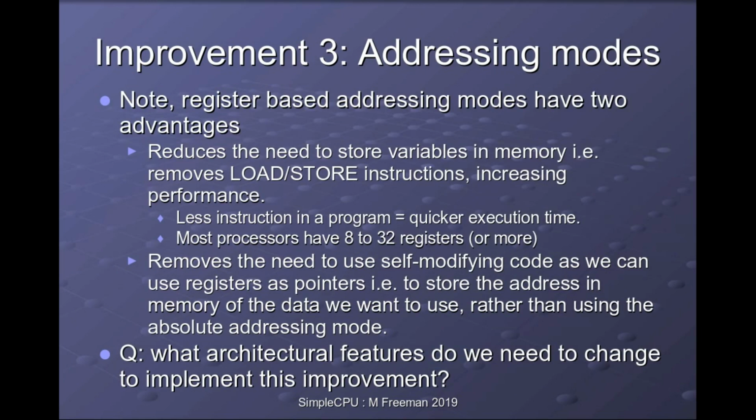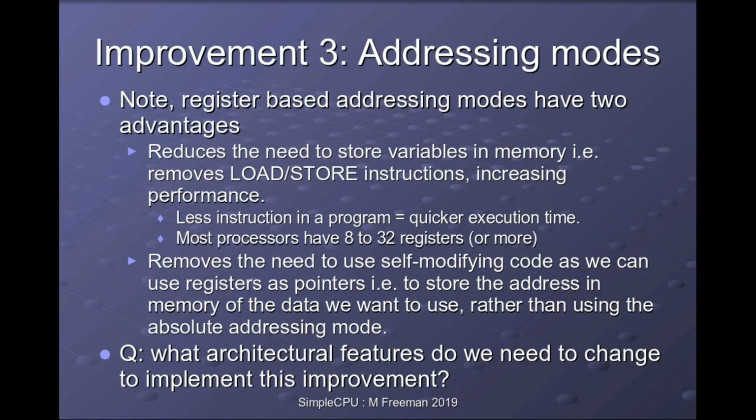So a key advantage of these addressing modes is that they help reduce the size of your program. Now we've got the ability to store data on the processor within the 4 registers within our register file. We need to store fewer variables out in external memory, so therefore we'll need fewer load and store instructions. So significantly helping improve processing performance if we can store frequently used variables in these registers. It also removes the need for self-modifying code.